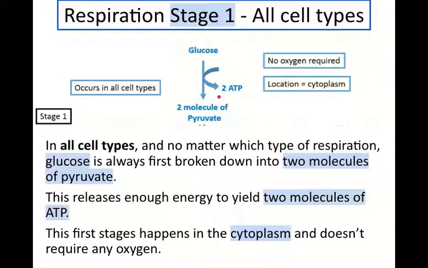As this happens in both types of respiration, this first stage happens in the cytoplasm, and it doesn't require any oxygen. As if it did in this stage, it would only be able to happen in aerobic respiration and not fermentation. So glucose is broken down into 2 molecules of pyruvate, which also yields 2 ATP. This doesn't need oxygen, it happens in the cytoplasm, and it occurs in every cell type.